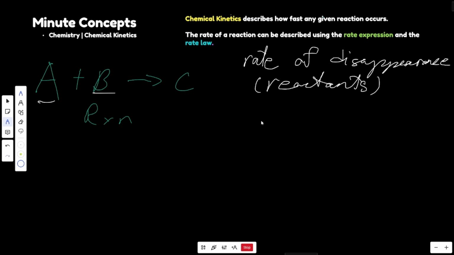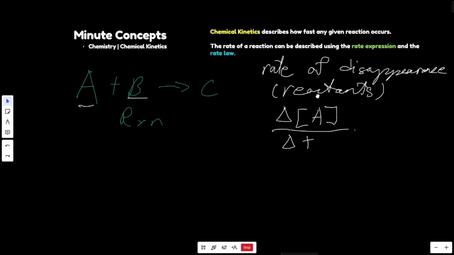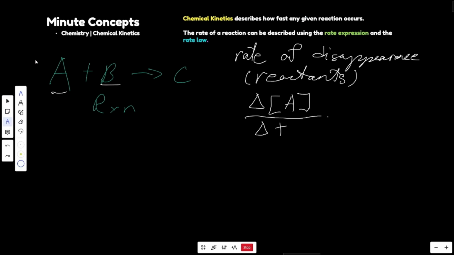Now, when we write the rate of disappearance, it's typically written like this per reactant. It's going to be the change in concentration of, let's say, A over the change in time. And this is going to be multiplied to the reciprocal of its stoichiometric coefficient. Or in this case, there's none, so it would be just 1. Now let's say that if there were 2 moles of A reacting with B, it would be the reciprocal of 2, which is 1 over 2.